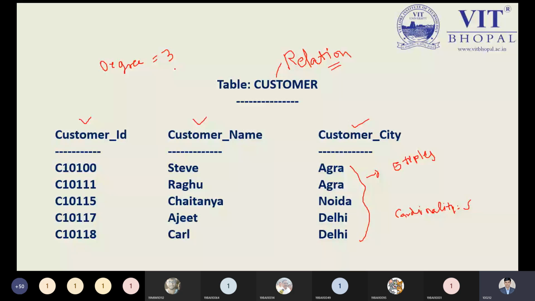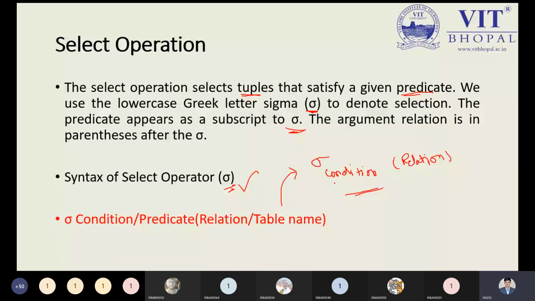Now, is this table, or this relation, clear to all? What is the name of this relation? That is the customer. Keep in mind the relation name is customer, so I am writing here: relation name is customer. Let us clear the syntax once again. If you want to select something, then you have to put the condition and you have to give the relation name over here. So I can write it like this, with the relation name.